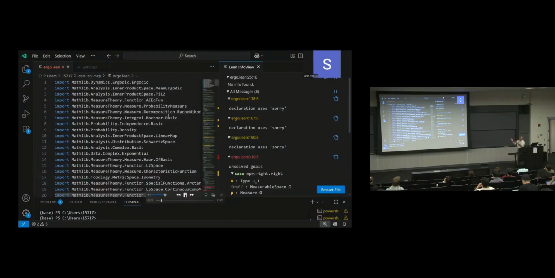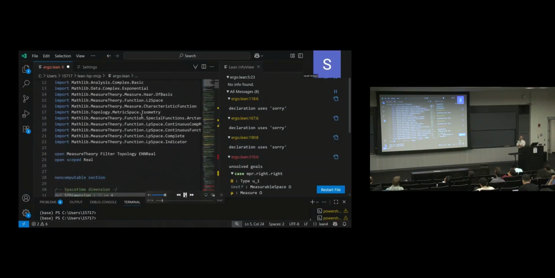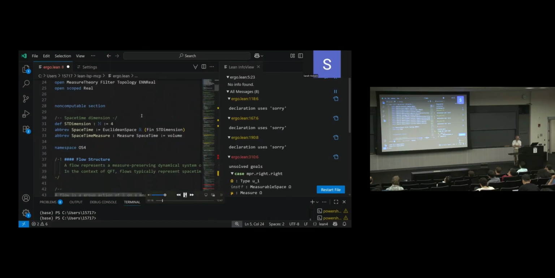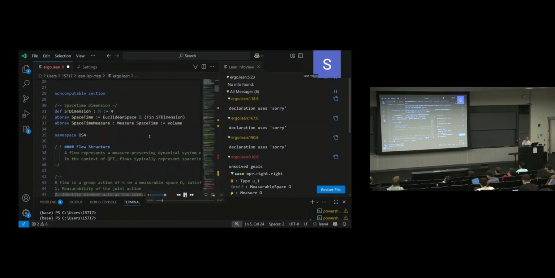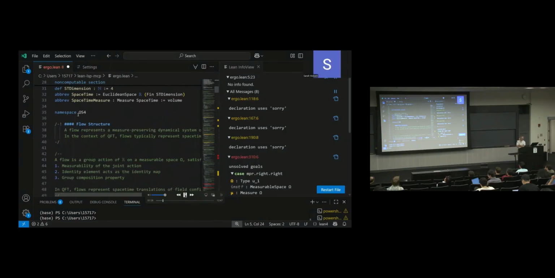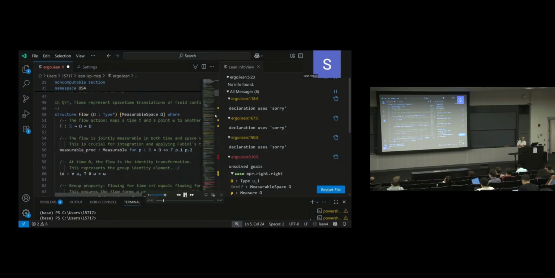Okay, now let me walk you through the scaffold line by line. We begin by looking at the imports. These imports are important because they are utilities to talk about mu, integrals, and limits, which we're going to need for the time averages equals space average part of the setup. Next, we fix our dimension to 4. Our spacetime is R to the 4 with its Euclidean structure, and the measure on spacetime is the volume. We have our namespace, which means that everything in our scaffold lives in OS4.